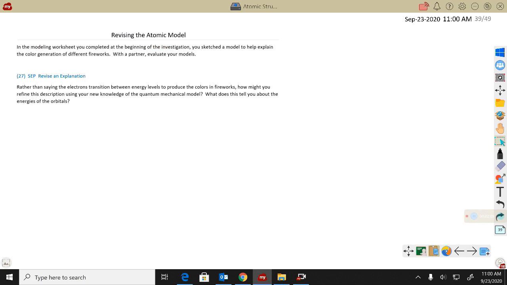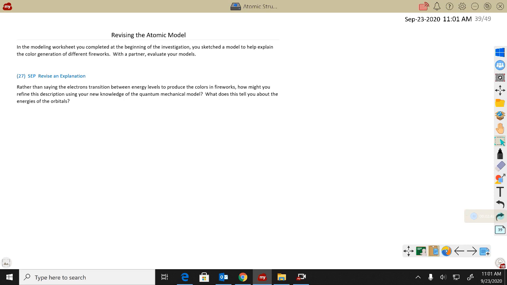Okay, so at the end of Experience 4, there was a question on revising our explanation going back to the firework thing. Rather than saying the electrons transition between energy levels to produce colors of fireworks, because that's maybe our previous Bohr model was saying that if I add energy, electrons can move to a higher energy level, and then they fall back down to the ground state to be more stable. How might you refine the description using your knowledge of the quantum mechanical model? That's this orbital stuff. What does this tell you about the energies of the orbitals?